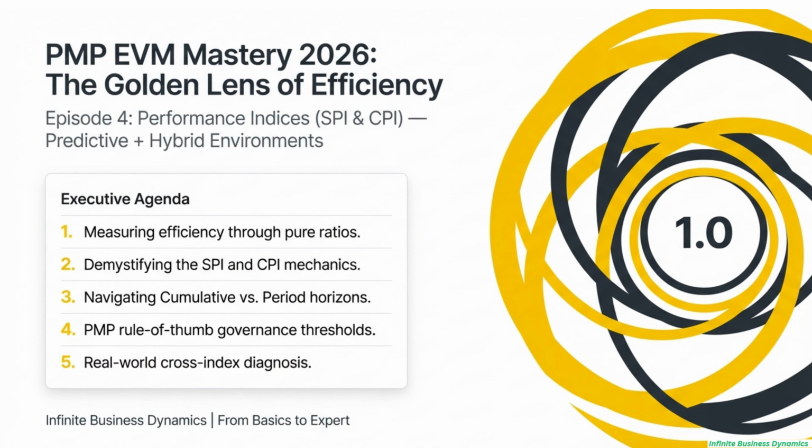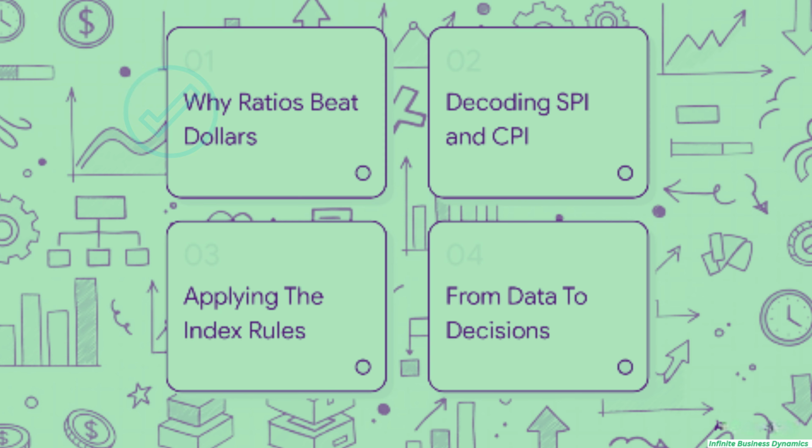We're going to tackle this in 4 quick steps. First up, why ratios are way more powerful than just looking at dollar amounts. Then, we'll decode the 2 most important formulas in all of earned value management. After that, we'll get into some practical rules for the real world. And finally, we'll learn how to turn all that data into smart, decisive action.